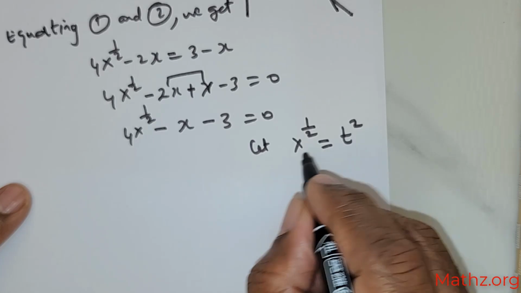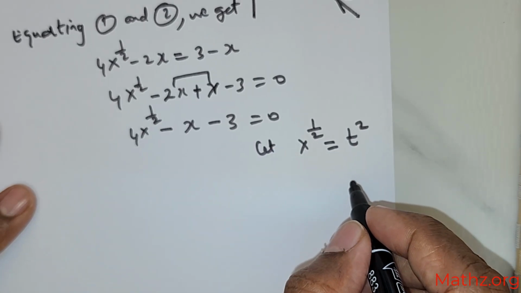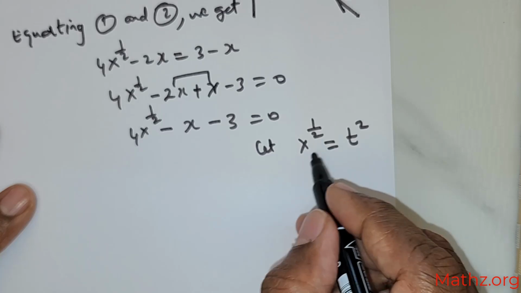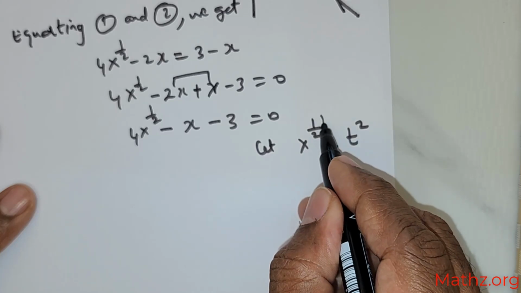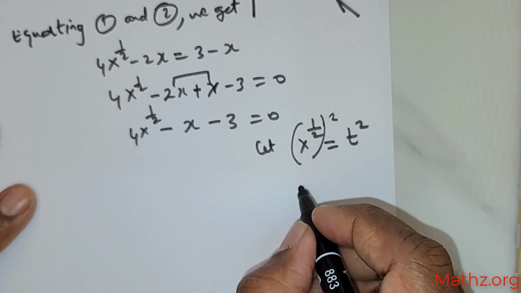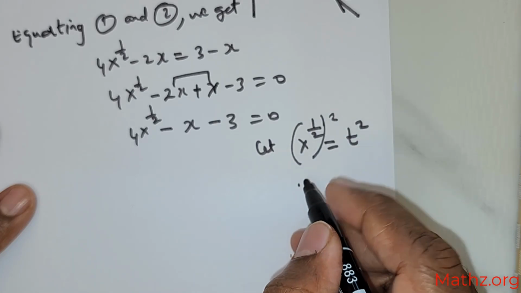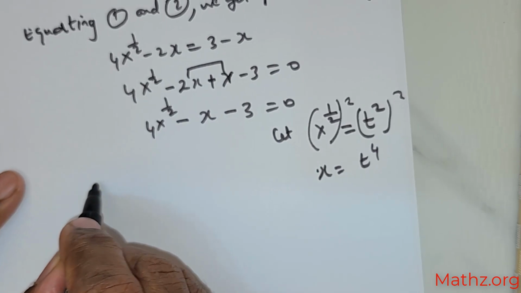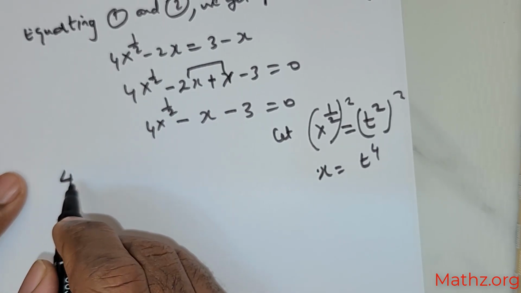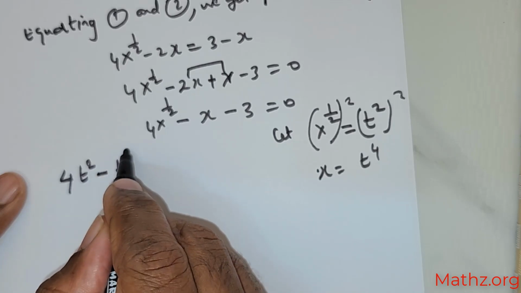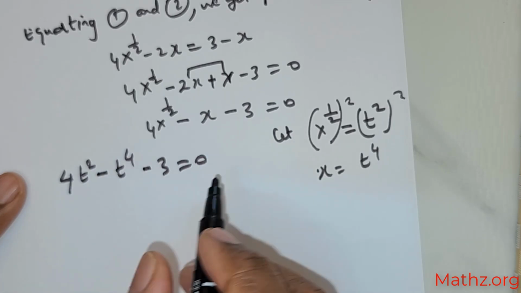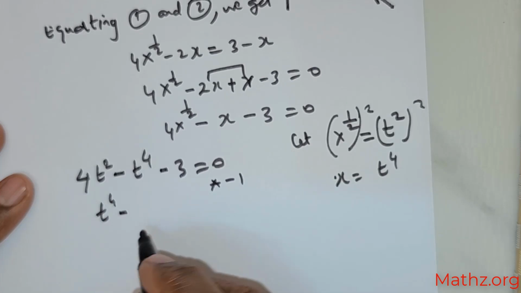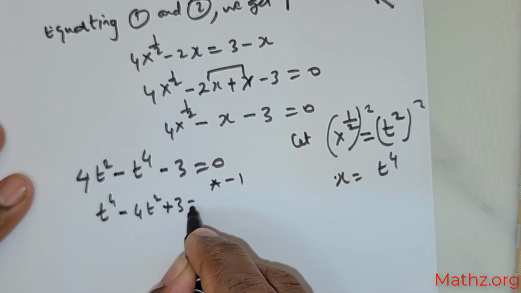And why do I do that? Because I want a quadratic system here for enabling me to solve and find the value of the point of intersection. Now if I were to square both sides, the 1 over 2 and 2 get cancelled. I get x is equal to, I need to square this also, so this will become t raised to the power of 4. So this is going to be 4 times t squared negative t raised to the power of 4 negative 3 is equal to 0. I multiply by negative 1 throughout, so this will become t raised to the power of 4 negative 4 times t squared positive 3 is equal to 0.